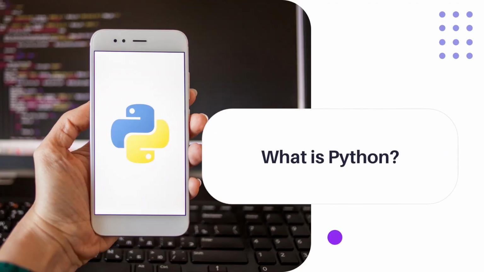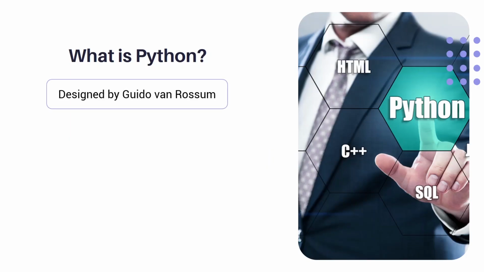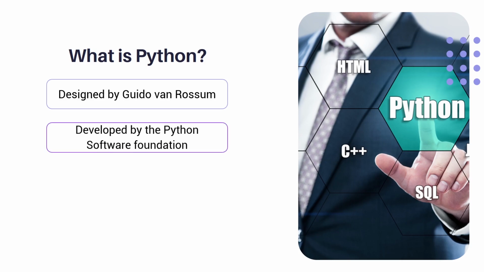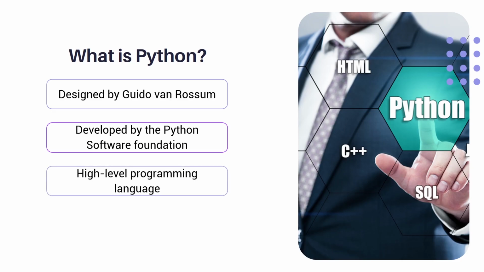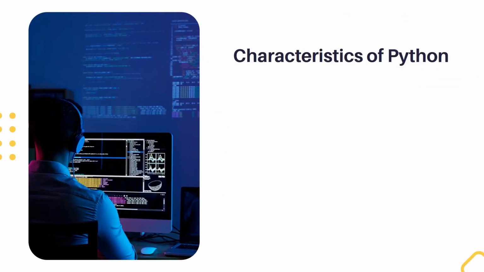Wonderful. Now let's answer a very obvious question that might come to mind, and that is, what exactly is Python? Python was first developed by Guido van Rossum, its founder, who stepped down in 2018, and the software is now maintained by the Python Software Foundation. Python is considered a high-level programming language, which implies that it is a programming language with strong abstraction from the details of a computer.